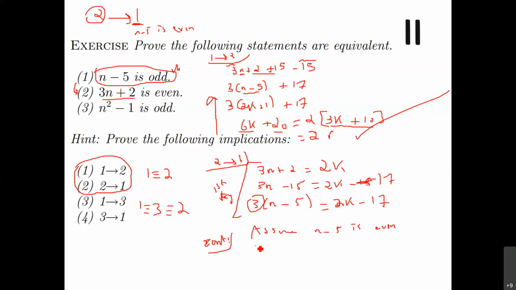Again, now 3n plus 2. Same as before, we're going to try to find n minus 5 in it. So it's 3 times n minus 5, plus 17. But now, since I assumed that n minus 5 is even, I'll substitute it with something that's even. So 3 into 2k. Expanding, I'll get 6k plus 17.